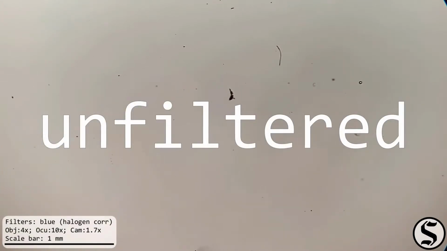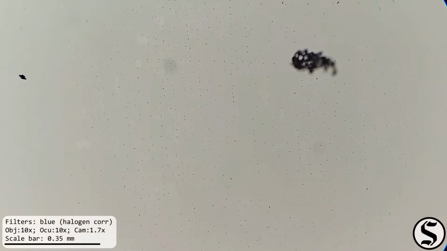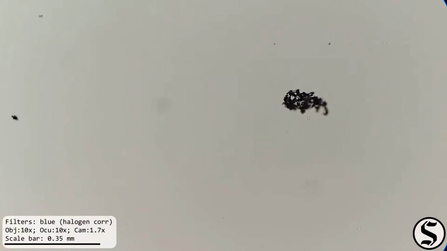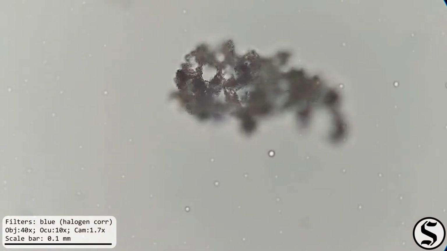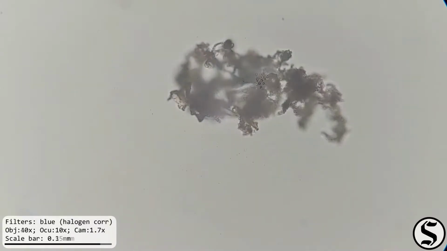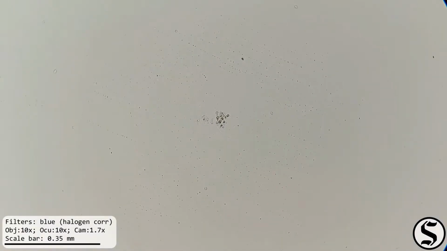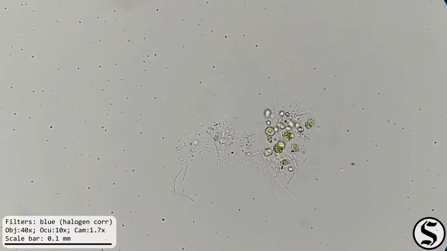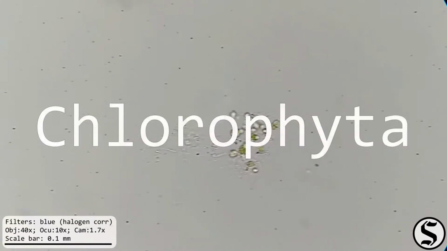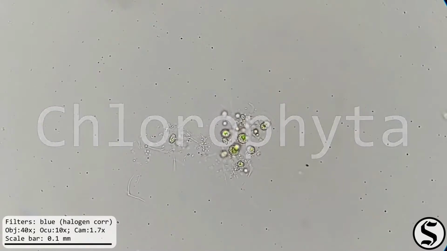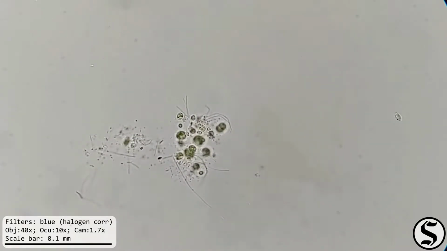Now under the microscope, let's start with the unfiltered water. It's always a good idea to have a control so you know what you're looking at. And as we can see, this is fairly empty. There are a few particulates in here, some really tiny air bubbles, a few pieces of suspended sediment. Oh, we do have a little something. Zooming in, that looks like green algae, which would put it in the phylum Chlorophyta. That's the Greek chloros for green and phyton for plant.